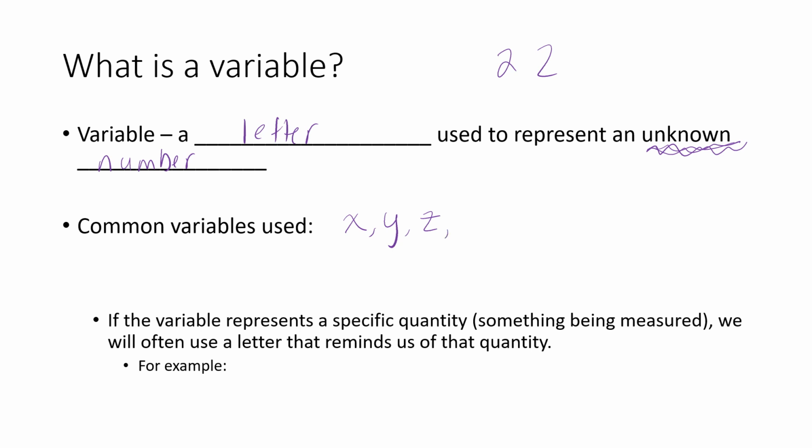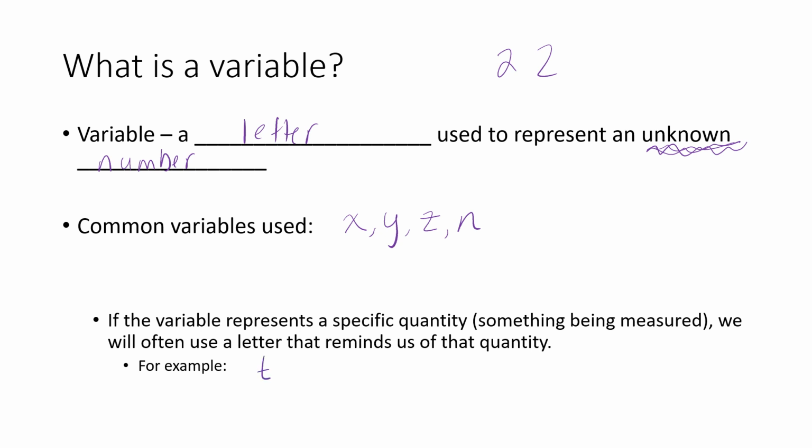Early in algebra and sometimes in pre-algebra, you'll see N used a lot for your variable because for students that are brand new to the concept, N might represent the word number. Now, if the variable represents a specific quantity, that is something that's being measured. My favorite kinds of problems in algebra are word problems where we actually use the math to measure things. We will often use a letter that reminds us of that quantity.